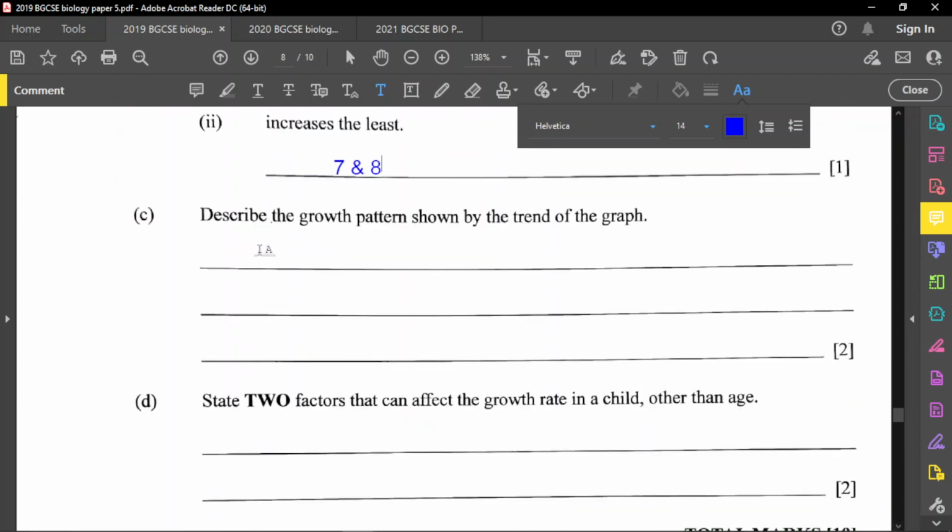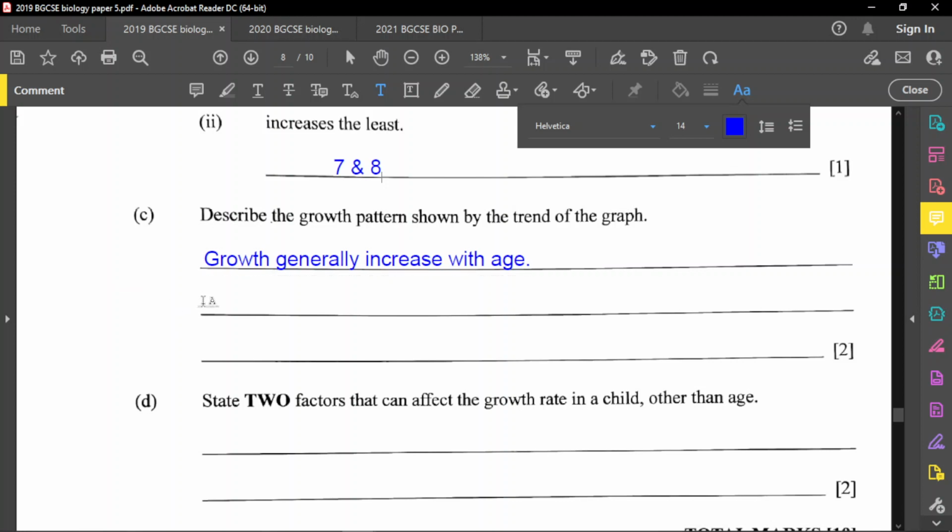So one point that you can get here, the first point that you can actually make, is that growth generally increases with age. Okay, so once you're growing, or once you're getting older, growth generally increases with age. Okay, so as you get older, yeah, you get taller.